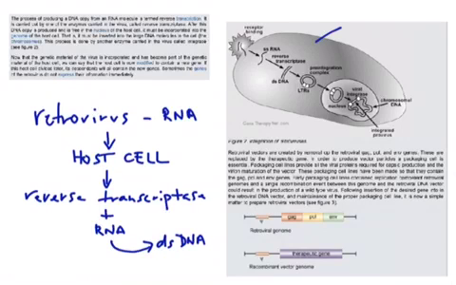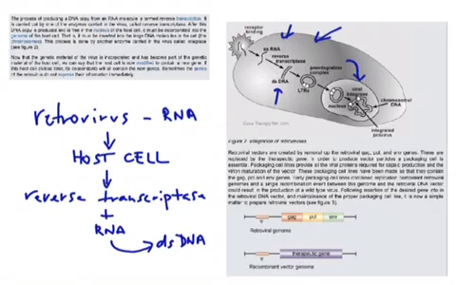Now you can see this up here in this diagram. So there's your single-stranded RNA from the virus. Reverse transcriptase enzyme converts it back into double-stranded DNA. The double-stranded DNA then gets inserted using a couple of other enzymes into the chromosomal DNA of the host cell.